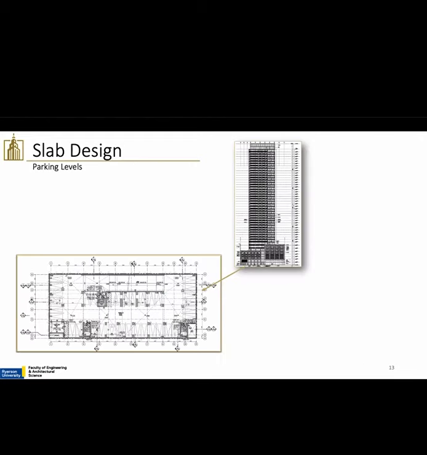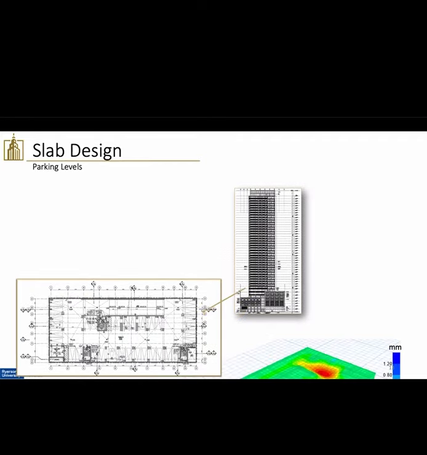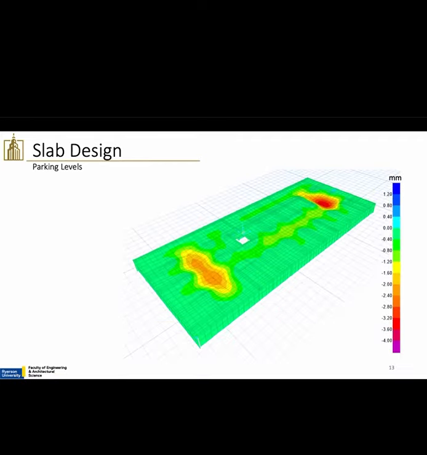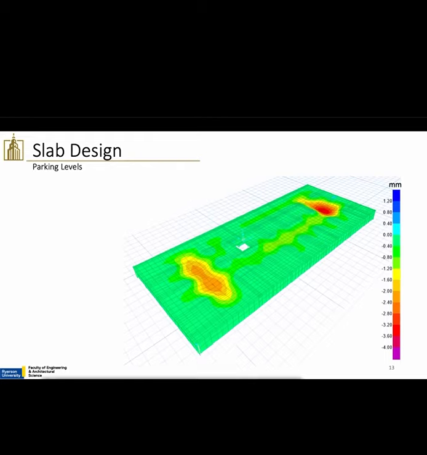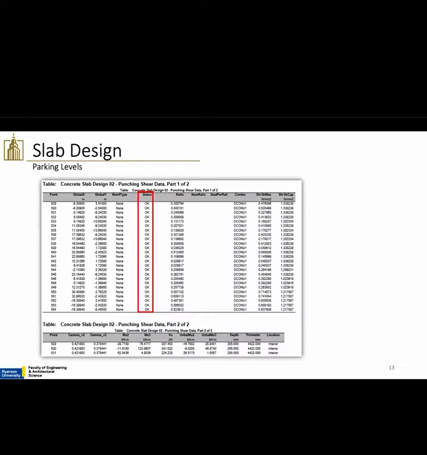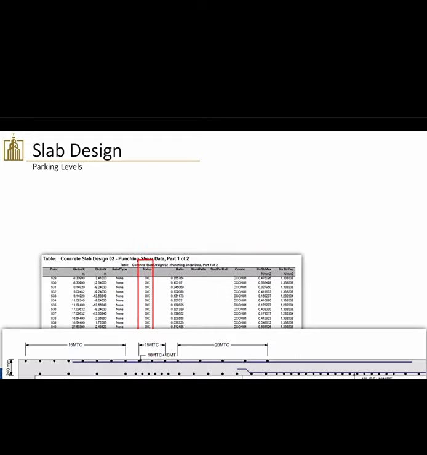For the underground parking levels, the high deformation zones are due to the number of load transfers from the walls to the towers to the columns and the parking levels. After the slab was analyzed and the check for punching shear was adequate, the rebar detailing was produced.